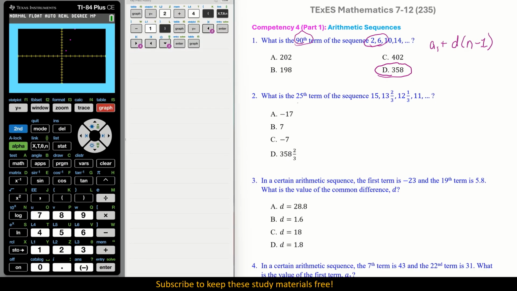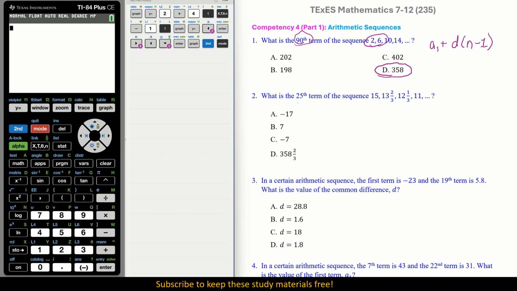Number 2, what is the 25th term of the sequence 15, 13 and 2/3, 12 and 1/3, and 11? Okay, for this question, we are going to do this a little differently. Okay, so first we need to go second mode, and we need to actually subtract these two. Okay, so we can get a good fraction. I'll say, okay, so alpha y equals number 2, and 13, 2 go down to 3, arrow all the way over and minus 15. And push enter.